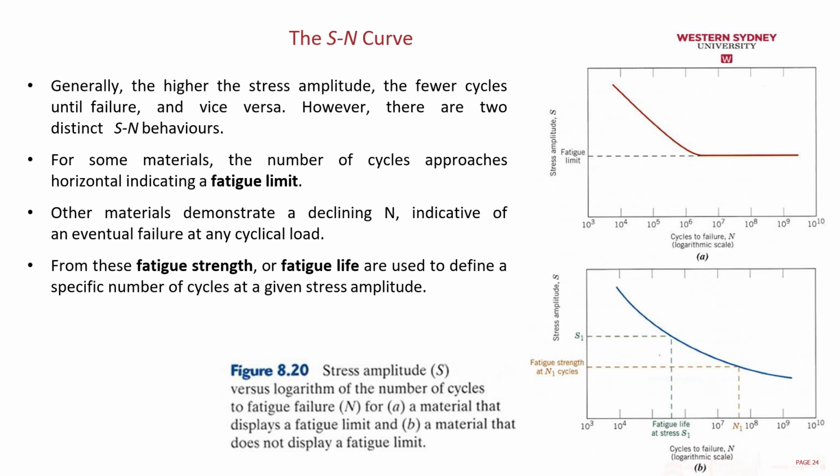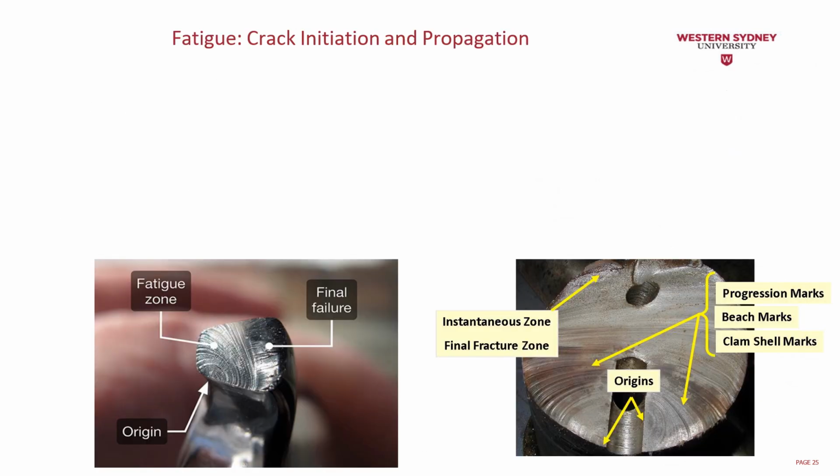From these, the fatigue strength or the fatigue life are used to define the specific number of cycles at a given stress amplitude. Usually fatigue is related to crack initiation and propagation. You can see here once again some examples which indicate the fatigue zone and the final failure. That is the origin point of the beginning of the crack, and then we have the failure zone, where the fracture or final failure appears.